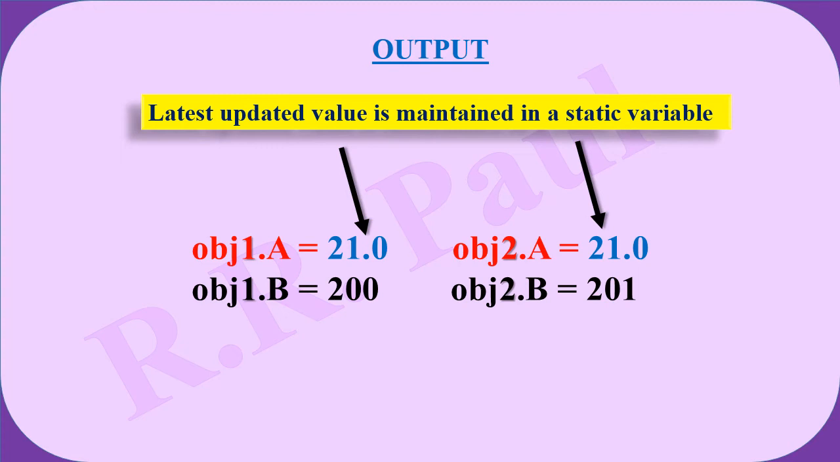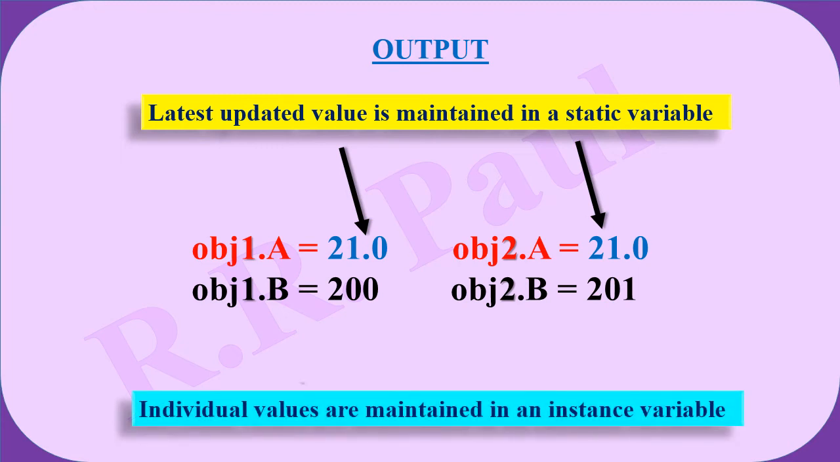And object 1.b and object 2.b both are showing two different values because B is a non-static instance variable. So it is created and associated with multiple objects individually. So each object is able to manage different set of values at their own memory locations.